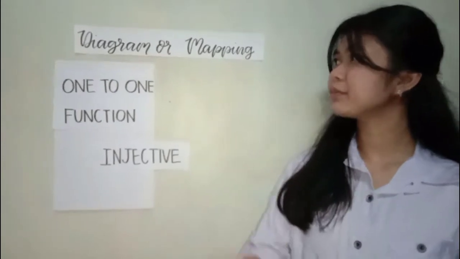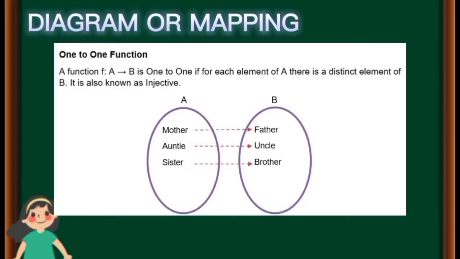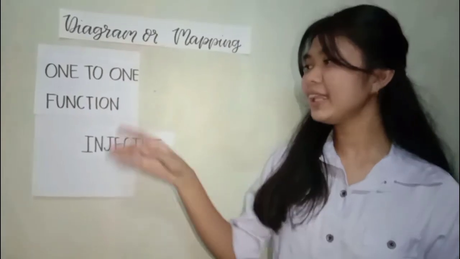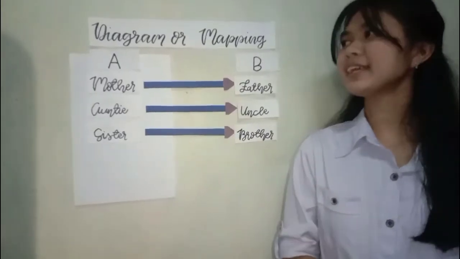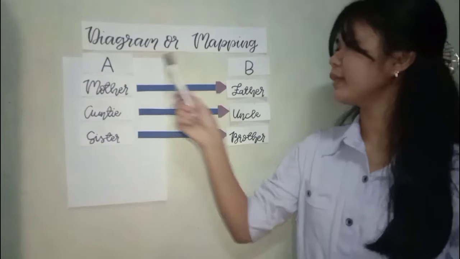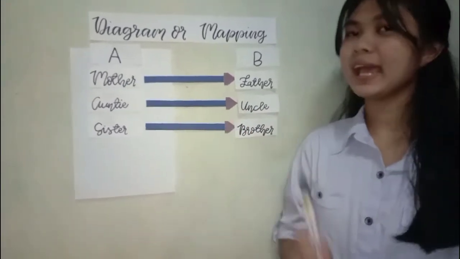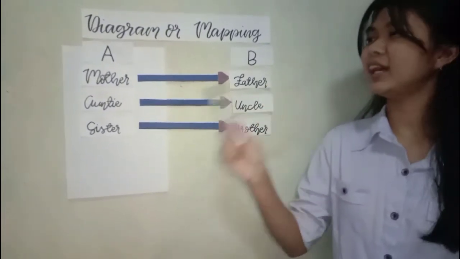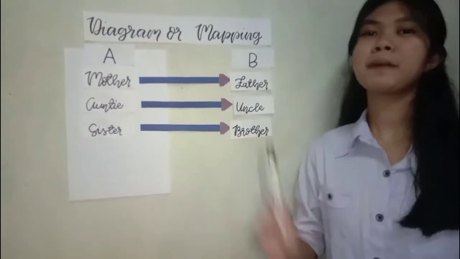The first type of diagram or mapping is one-to-one function. It is a function where the domain has one distinct element in the range, and it is also called injective. For example, A for domain and B for the range. Mother has one distinct element in range wherein it is father, auntie, uncle, sister, and brother.